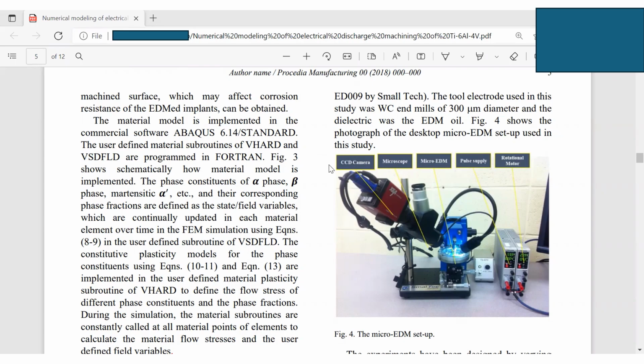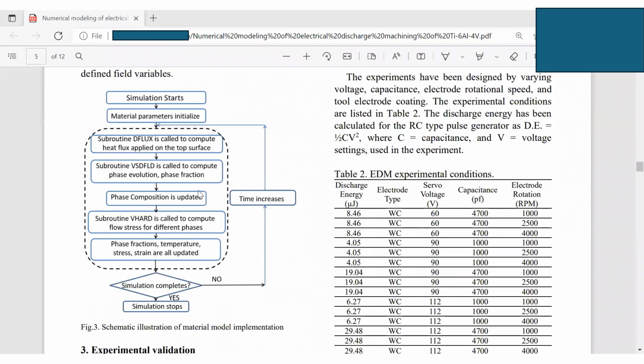Titanium-64. So we stopped here. This is the material model implementation. We use the DFLUX subroutine to mimic the EDM heat transfer process. A USDFLD is used to compute phase evolution and phase fraction. This is the subroutine VHARD. VHARD is used to compute the flow stress for different phases. And flow stress means the effective stress.